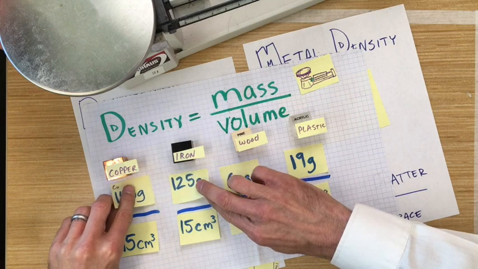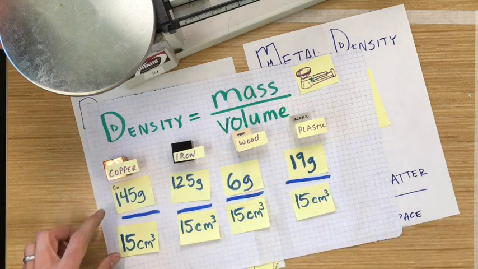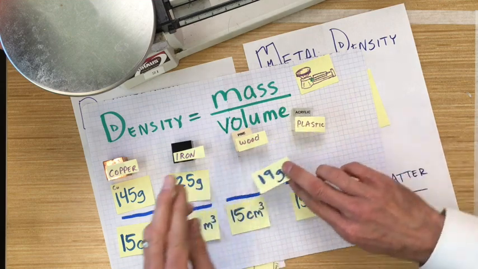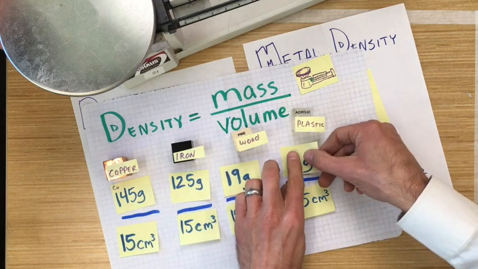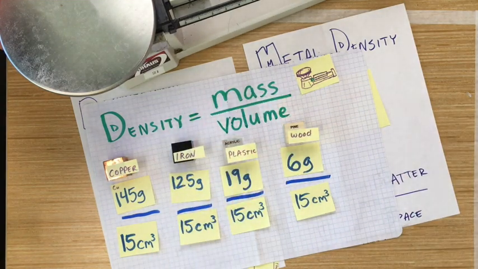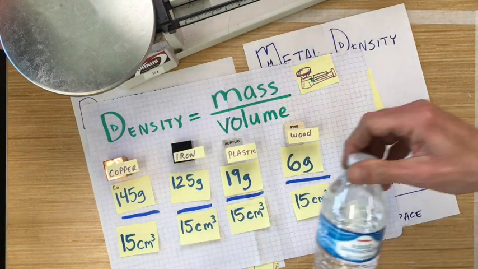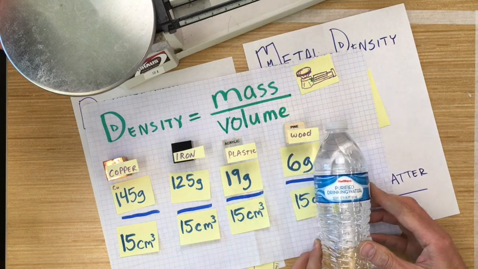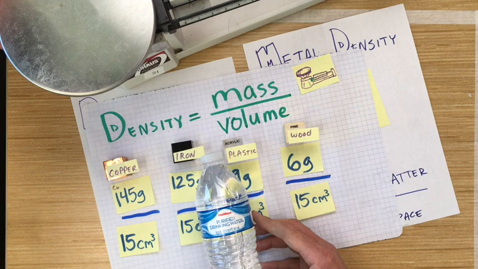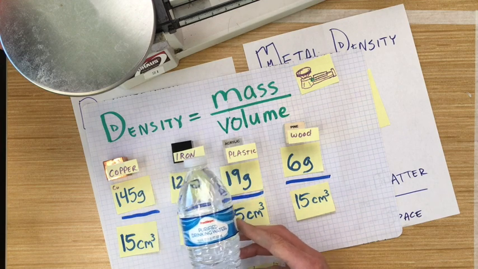It turns out that copper is the most dense because they all have the same volume, but their masses are different. And this plastic is more dense than the wood. All right, now where does water fit into this? Is water less dense than wood? Between wood and plastic? Between plastic and iron? I think we know it's not between copper and iron.